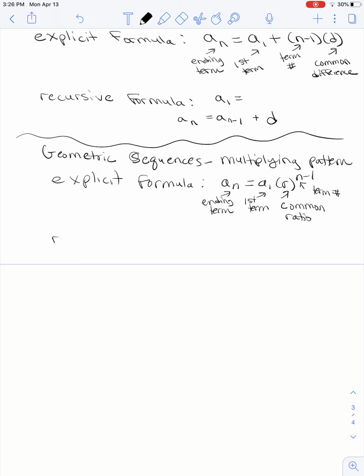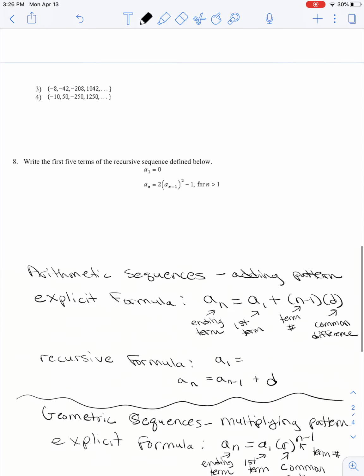Okay. There's also a recursive formula for a geometric sequence. We usually state the first term or any term in the sequence, and then we relate the term that we have, which is a sub n minus 1, to the term that we want by multiplying by the common ratio. Okay.